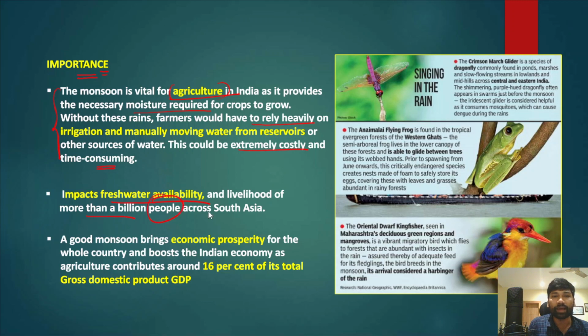It also impacts the freshwater availability and livelihoods of more than a billion people across South Asia, because agriculture is the main occupation of the people living in South Asia in general and India in particular. Therefore agriculture has a direct bearing on livelihoods, and the monsoon has a very important role to play in the agriculture sector. A good monsoon brings economic prosperity for the whole country, and it boosts the Indian economy, because agriculture contributes around 16% of the total gross domestic product and directly and indirectly provides livelihood to around 45 to 50% of India's population.